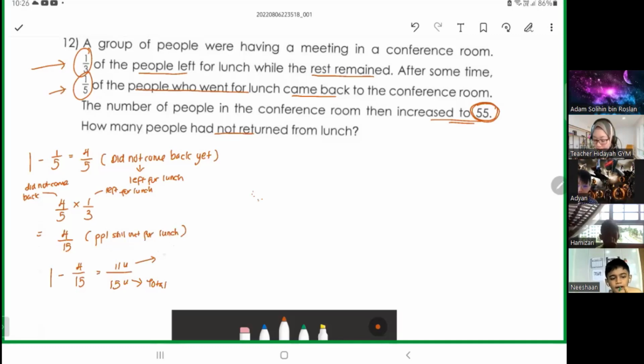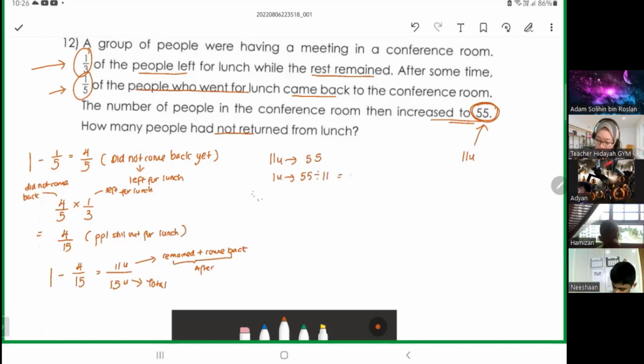Let me see. Remain plus come back. In short, this is after lah. After. Okay, so this is 11 units actually. 11 units is 55. 1 unit is 55 divided by 11 equals 5.